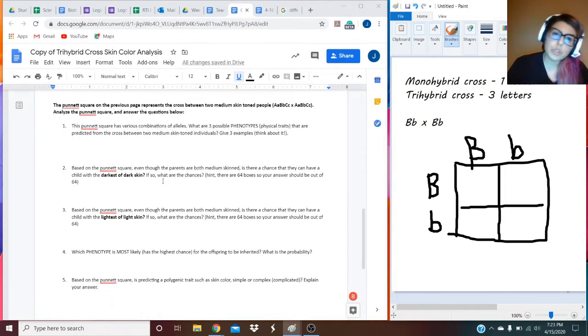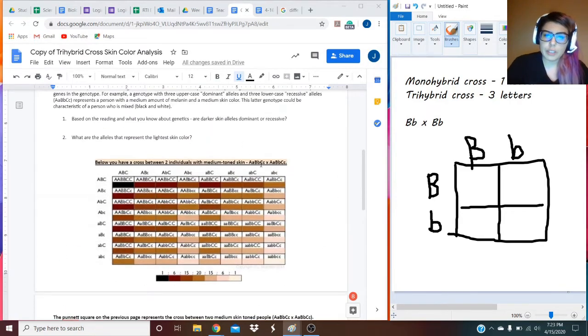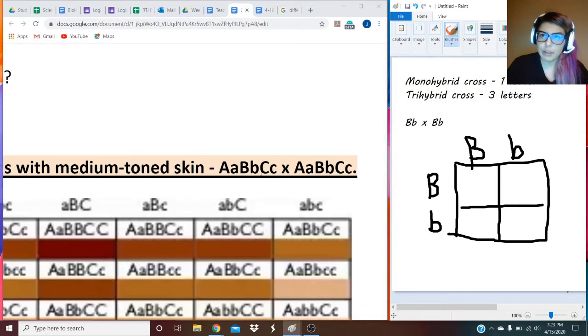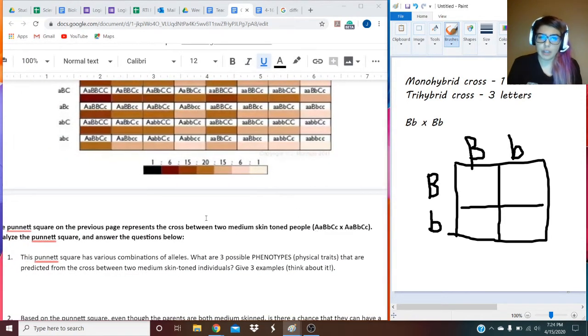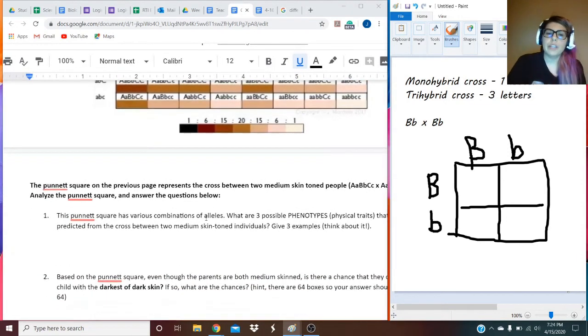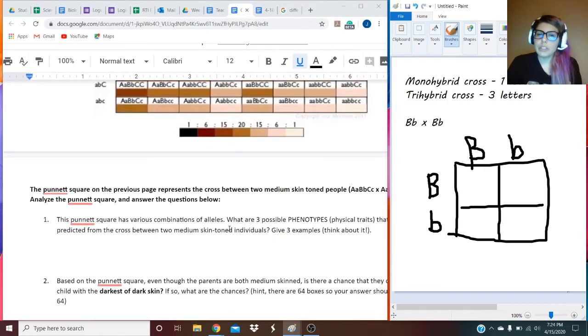So let's break down what each question is asking, okay? That I can do. The Punnett square on the previous page, this big one right here, represents a cross between 2 medium skin toned people. So again, 2 people, male and female, make babies. Parent 1, parent 2, it doesn't matter who is mom or dad. Both of them have the same type of alleles, so both of them are medium skin tone, and it's also stated here. So what you are going to do is analyze this trihybrid cross by answering these questions here.